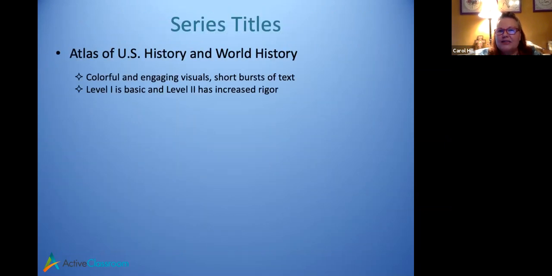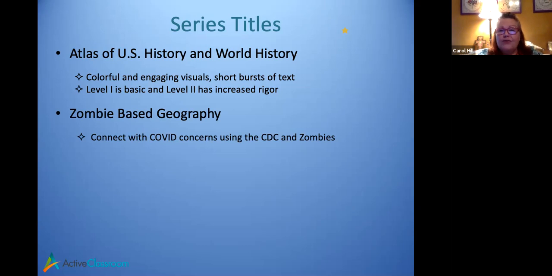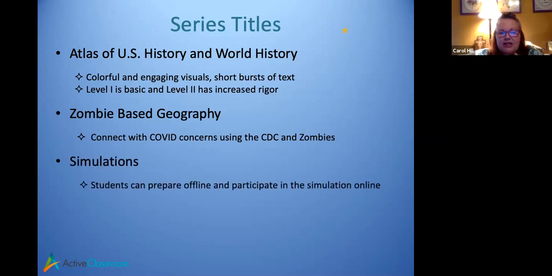So the Atlas of US History, and there's an Atlas of World History, colorful, wonderful visuals, short little burst of text, also has pie graphs and charts and images. And there's a level 1 that has basic questions, and then level 2 has the increased rigor. If you're a geography anything, zombie-based geography is fantastic. And what it will also do is allow students to see how COVID may have spread, but doing it with that fun zombie geography.